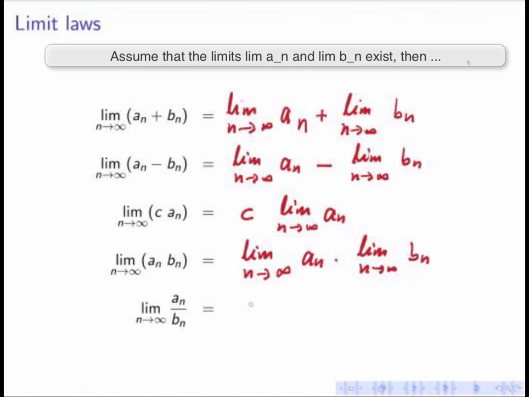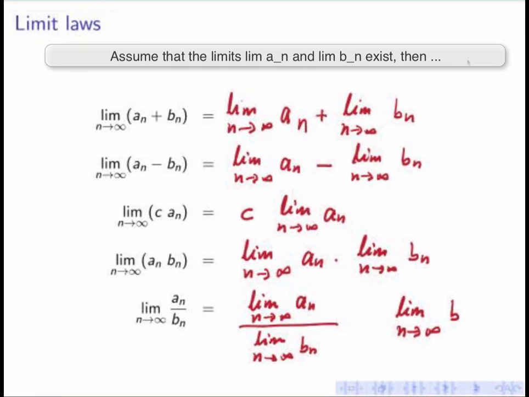Now with fractions, it is almost the same. The limit as n goes to infinity of a_n divided by the limit as n goes to infinity of b_n. However, we need to assume that the denominator is not equal to 0. So this guy cannot be 0, otherwise we can't do this. We will do examples in a second where we use basically all of these rules, and you will see it is simple to use them. To see them together on this one slide, it looks maybe a little bit overwhelming, but you will get used to manipulation with limits very, very quickly. And you will see in the two next examples that this is actually not very difficult.